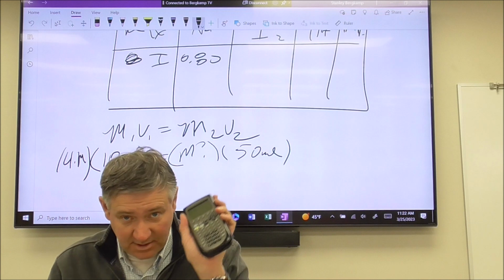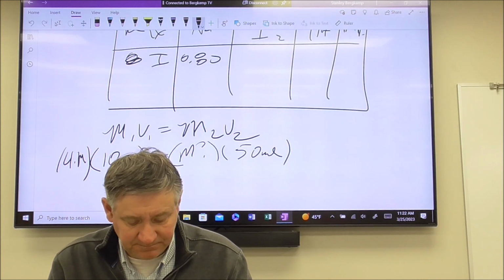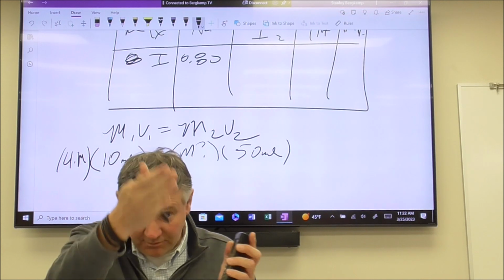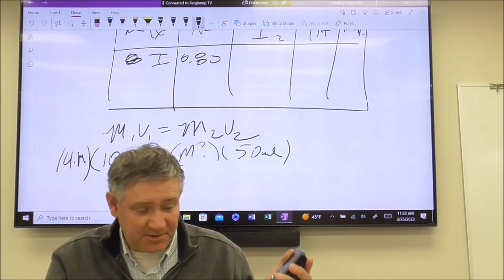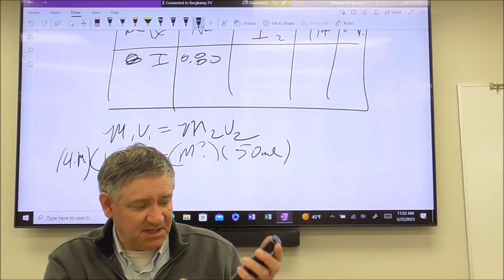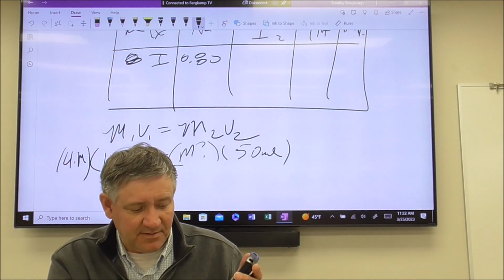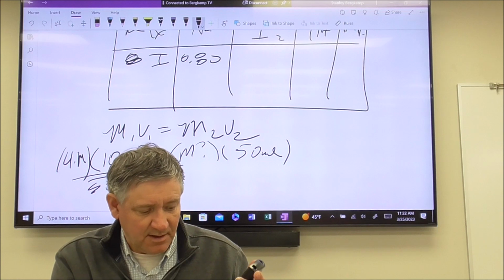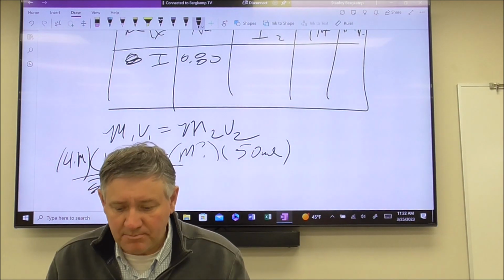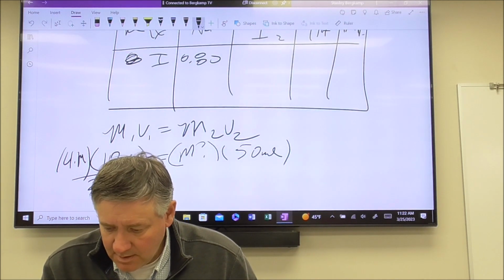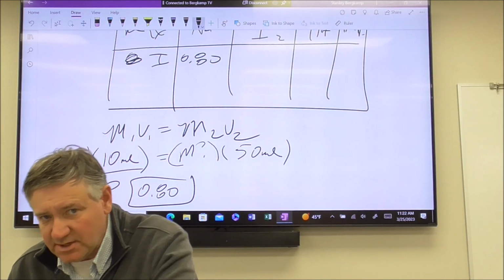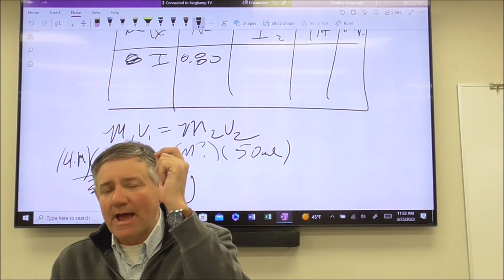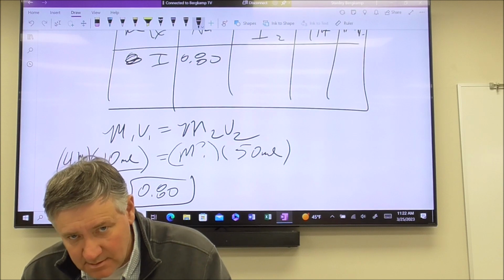If you don't believe me, take your calculator. Peyton, somebody, this is what you're going to do. You're going to take 4 times 10, and you're going to get 40, check my math, and then you're going to divide that by the total volume of 50, and you're going to get 0.8. So that 0.80 is the concentration of the acetone after it's been mixed.